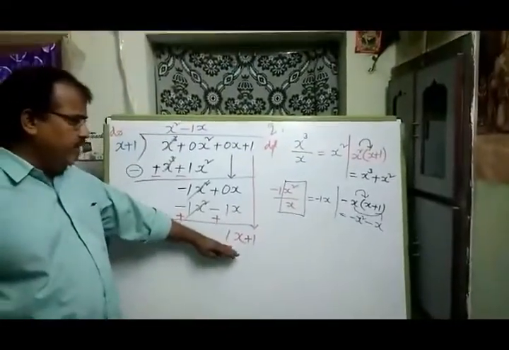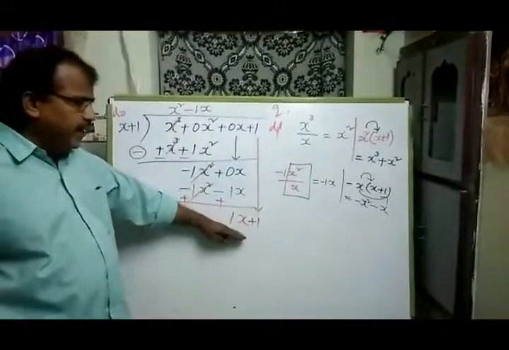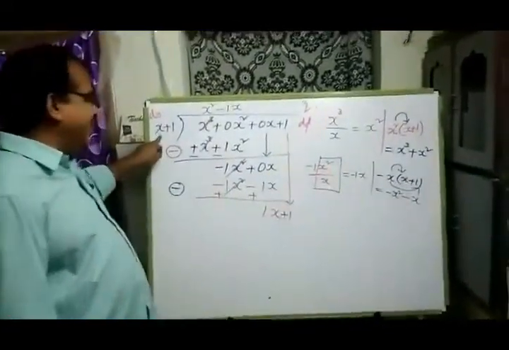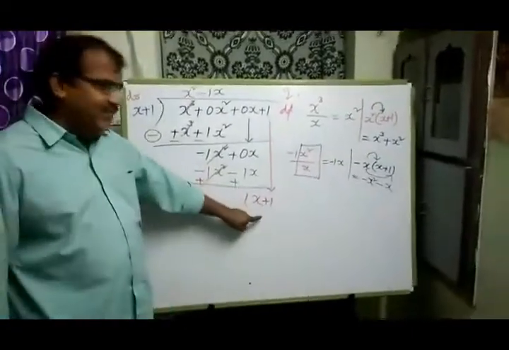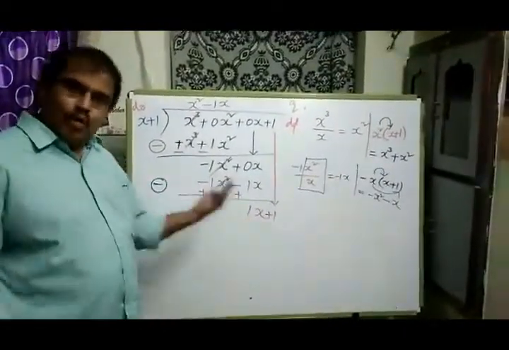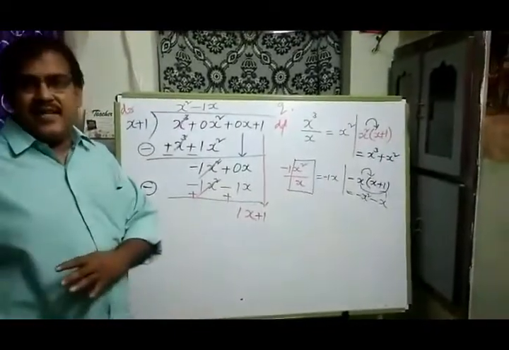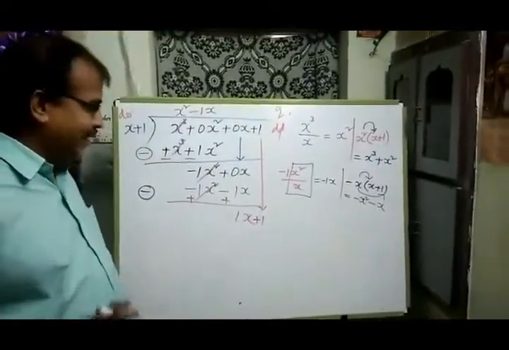Again, it is a new dividend. After bringing down, we have to divide. Now here one more important point. Check the degree of this divisor, and check the degree of the dividend. Both the degrees are equal. So go for division. Perform division. Still division is there.